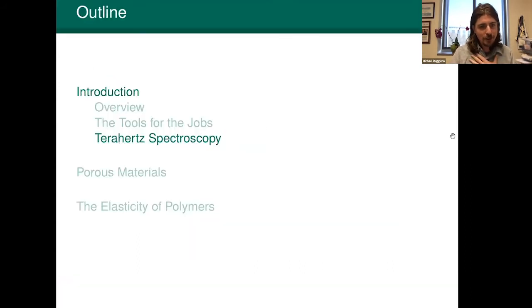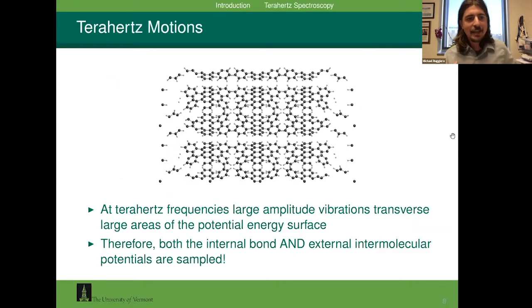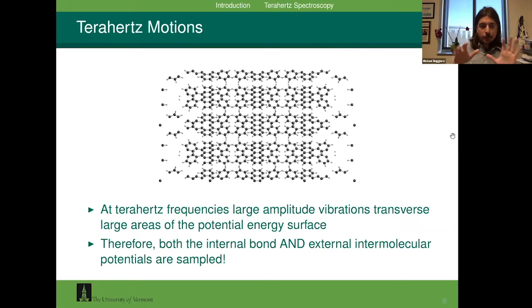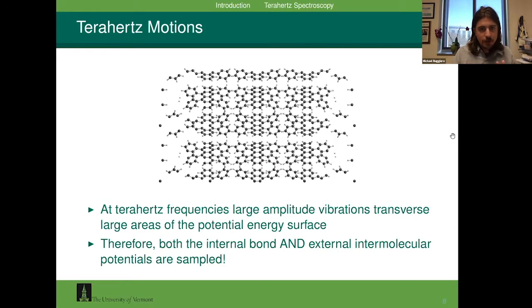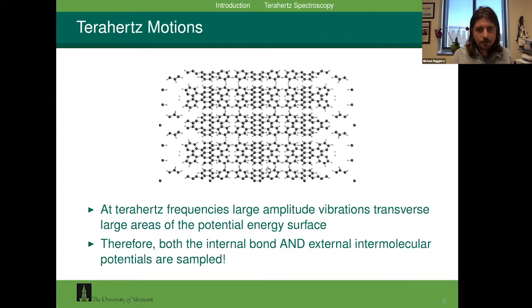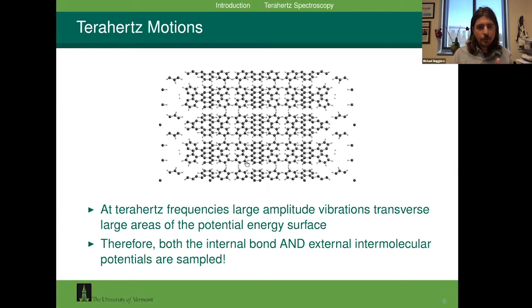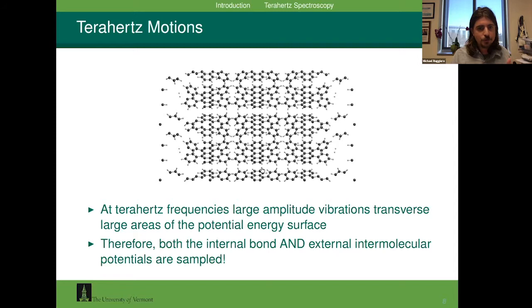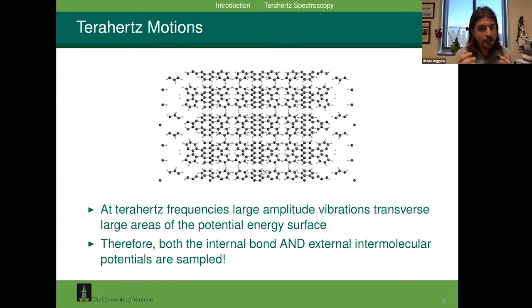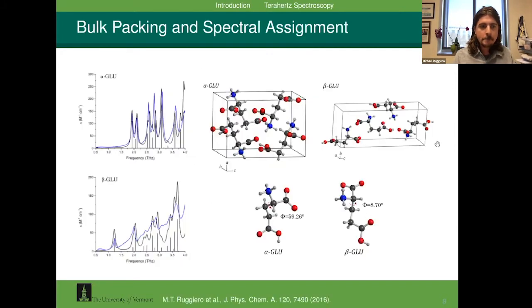But what I'm going to talk about is terahertz spectroscopy. And what that is, is looking at the motions of molecules, and specifically the motions of molecules at terahertz frequencies. And this is just another example of a terahertz motion, where the thing I want to point out is that there's lots of things moving. There's entire side chains moving, and the entire molecule is kind of bending and moving. So that's actually really unique. And I'll come back to that as we get into the details a bit more.